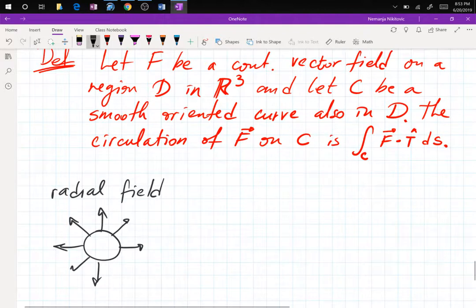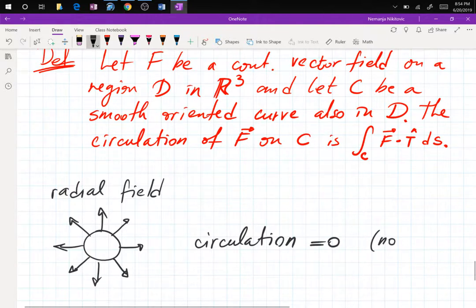We should use common sense to answer this question. So you have a radial field. What do you think the circulation for a radial field is? Look at the vectors. Are they spinning? No. Zero. No spin. Anytime you have a radial field, it shines out.